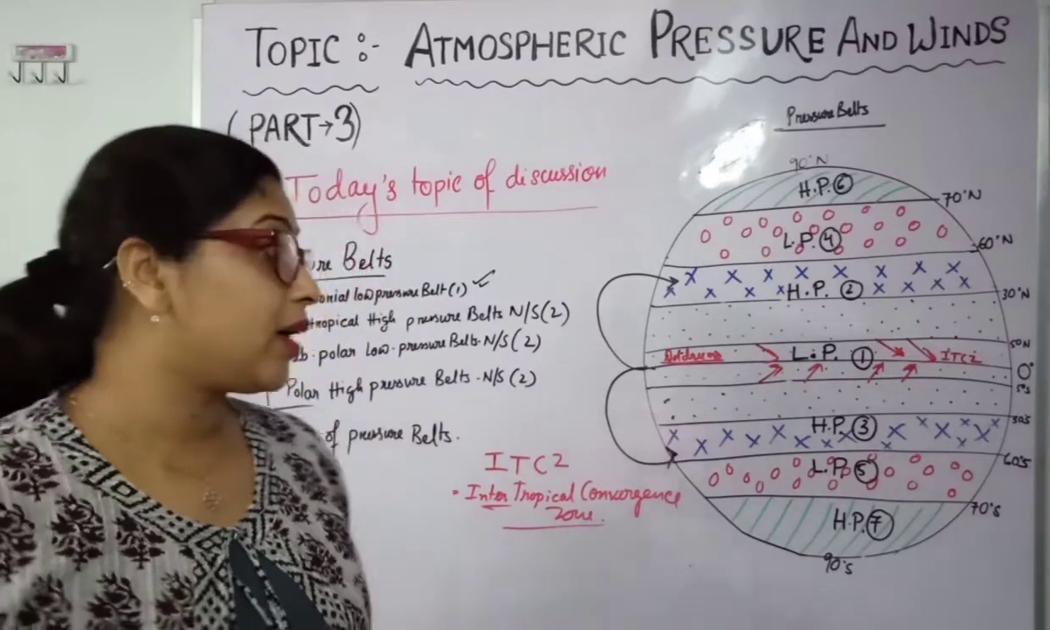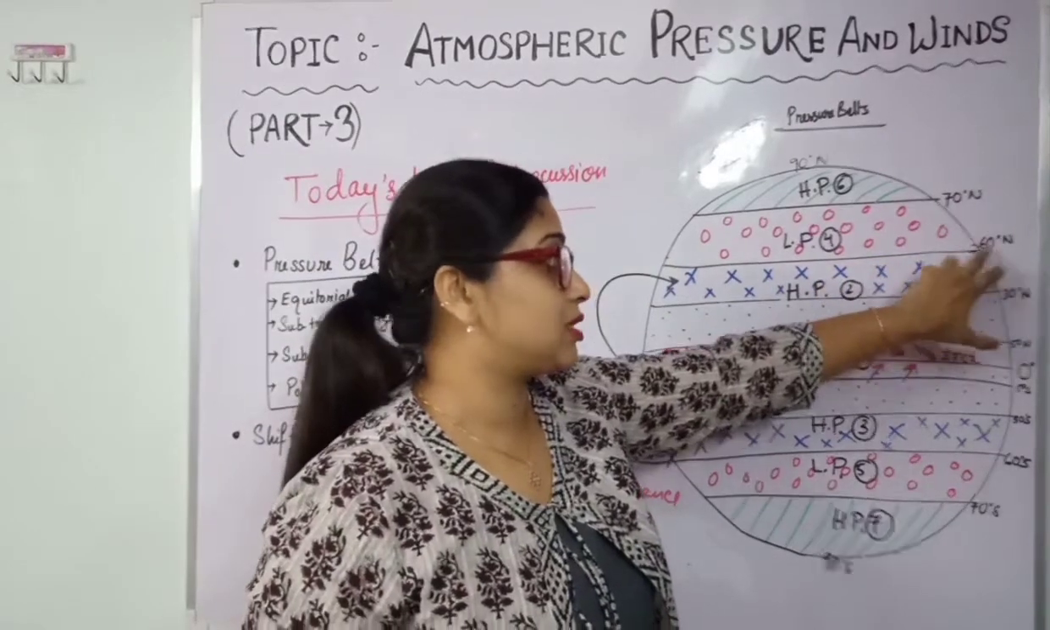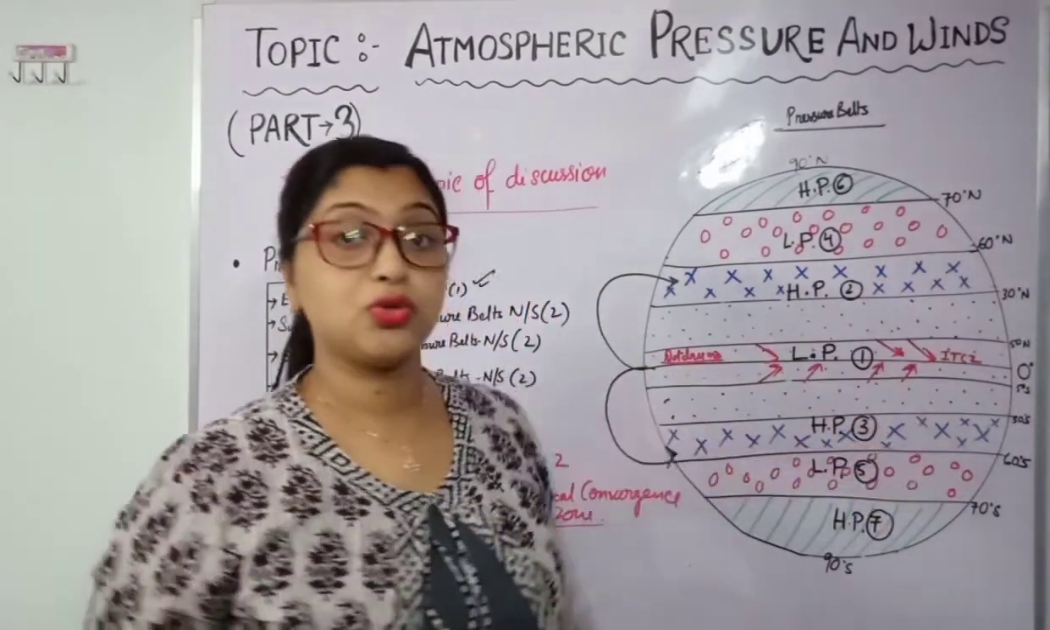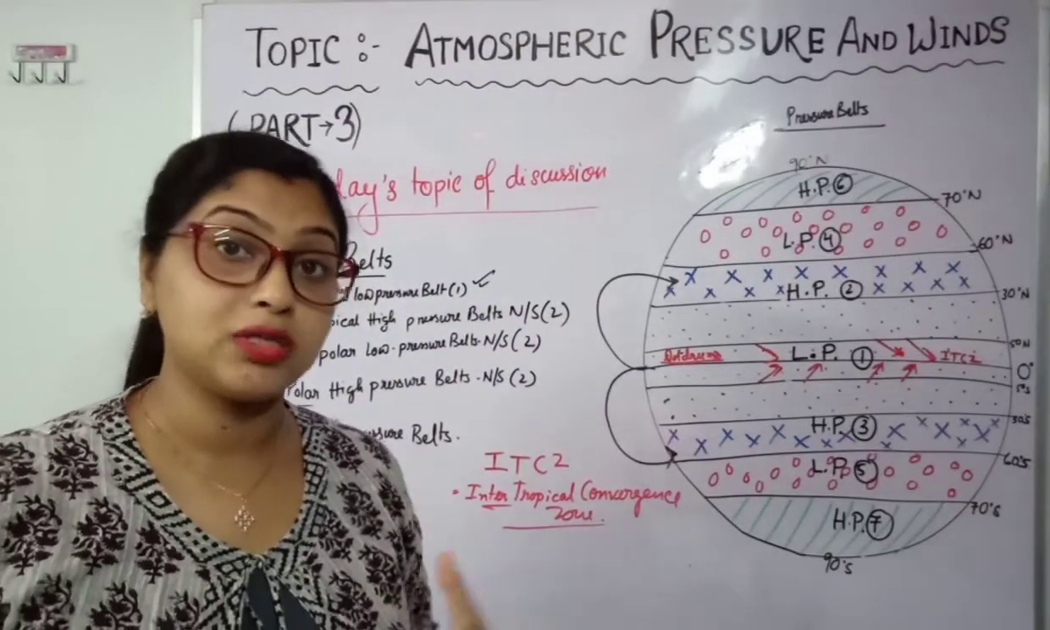So that's why this latitudinal extension, 30 degree to 60 degree, this high pressure zone, is known as the horse latitude.